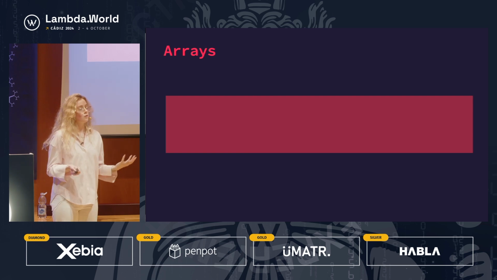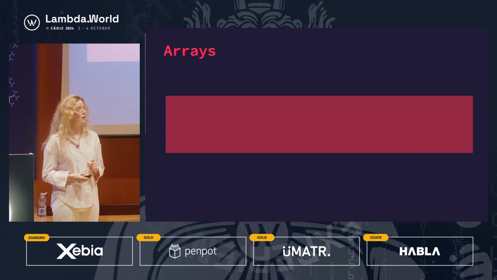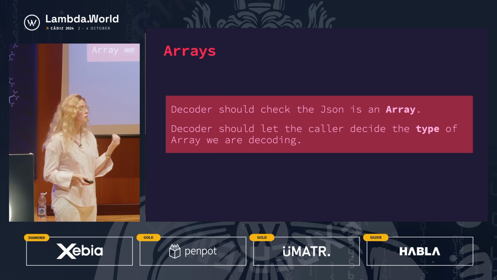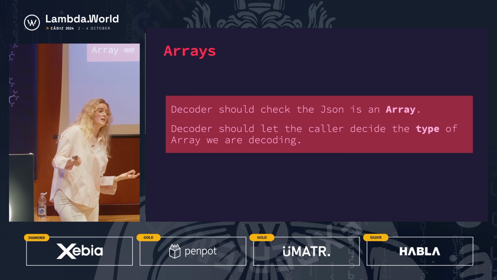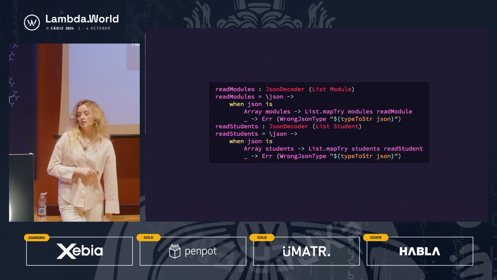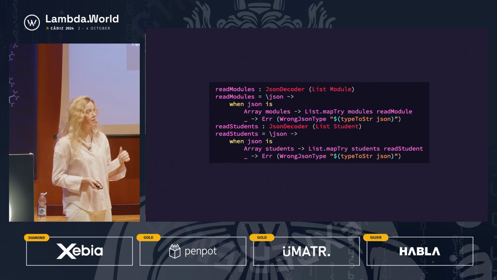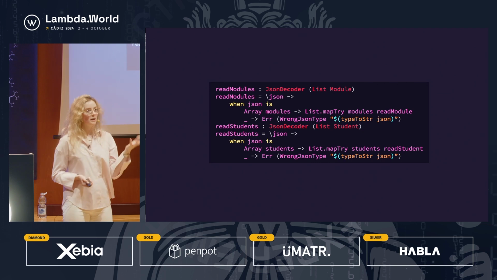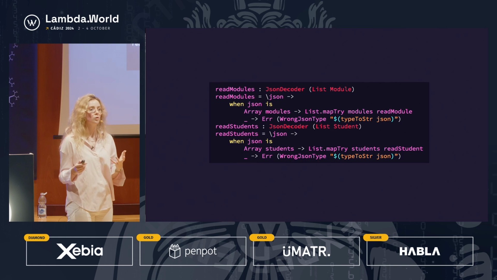If we want to have a decoder for a JSON array, it's going to need to satisfy the following two conditions. First, we're going to have to check the shape of the JSON and make sure it's an array. Then we're also going to have to let the caller decide what type of array they want to decode. If they want to decode an array of strings, they have to tell us how they would decode a string. Something to note is that we've actually already written two functions that do exactly this for the first point. We have read modules and read students, which decode a list of modules and students respectively. So let's take one of them and make it a bit more generic and see how we can reuse some of this code we've already written.